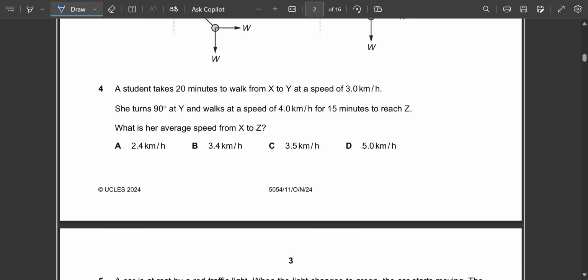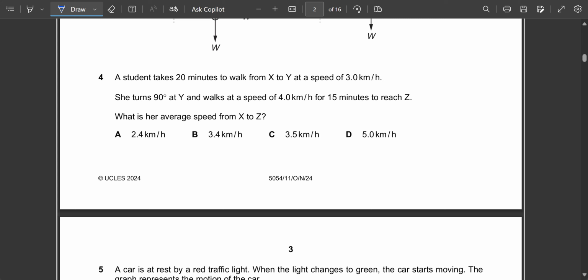In question number 4, it says the student takes 20 minutes to walk from X to Y at a speed of 3 kilometers per hour. She turns 90 degrees at Y, walks with a speed of 4 kilometers per hour for 15 minutes to reach Z. What is her average speed from X to Z? Okay, average speed is taken as total distance divided by total time. Let's see what the total distance is.